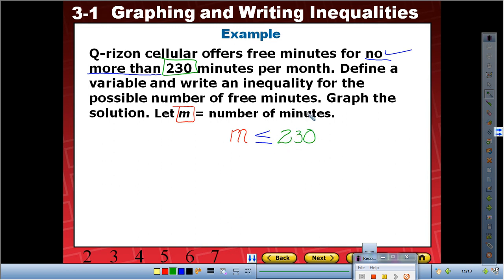So let's see if it makes sense. Define a variable and write an inequality for the possible free minutes. So therefore, it says Verizon Cellular offers free minutes for no more than 230 minutes per month. So all these minutes, it doesn't matter what they are, they are free as long as you are less than or equal to what? 230. Very simple? Yeah. Let's see, you do this next one.